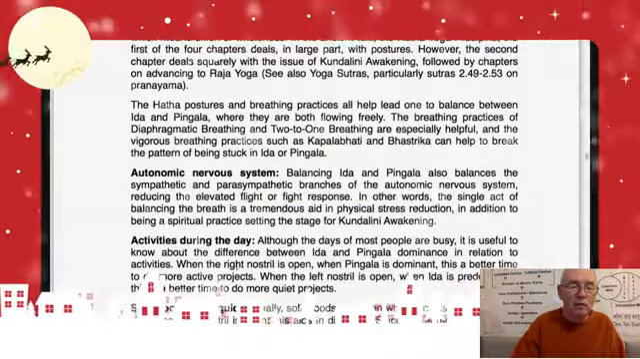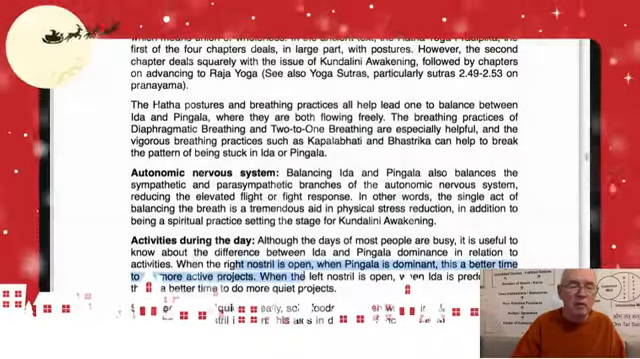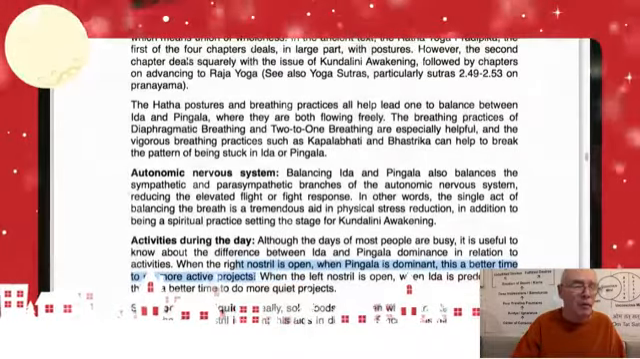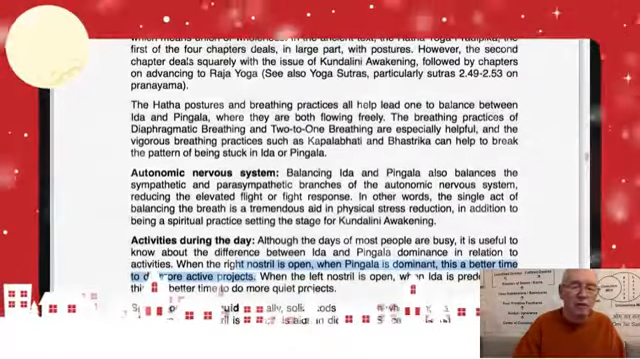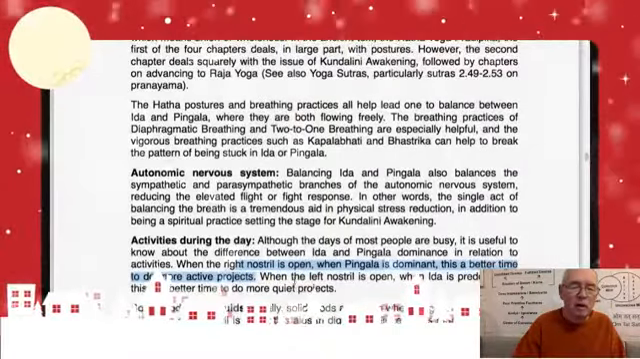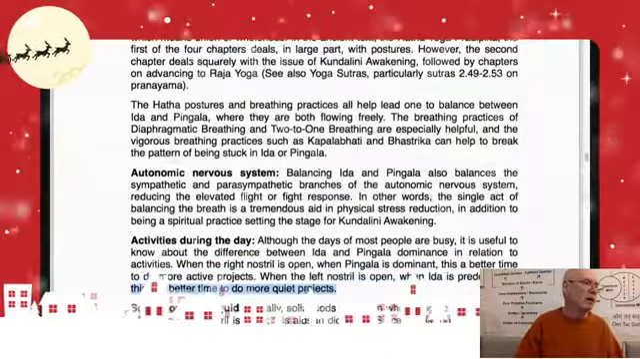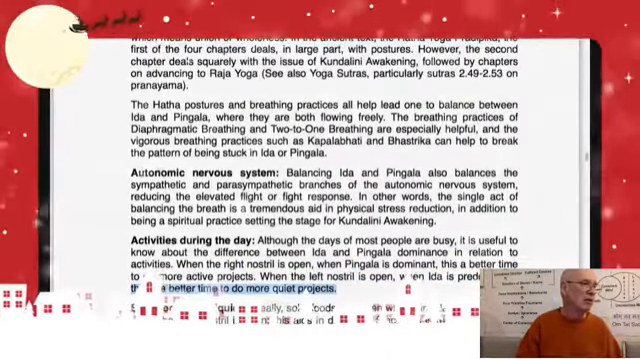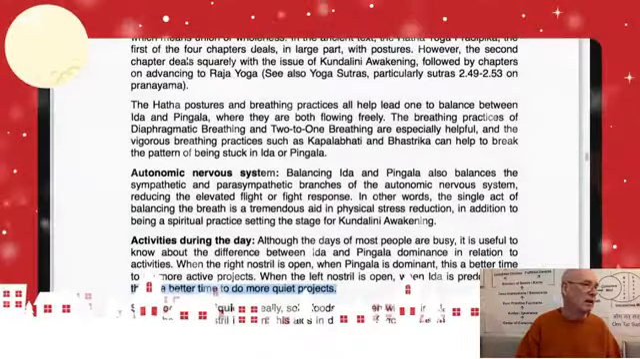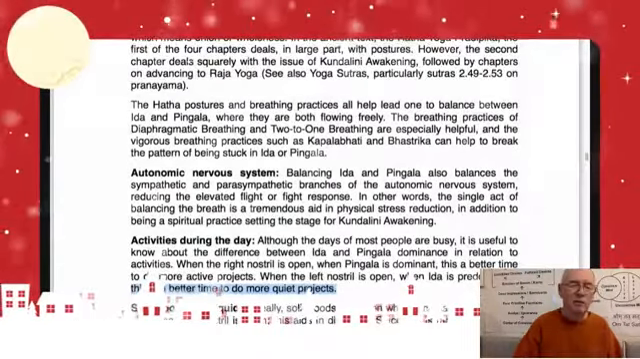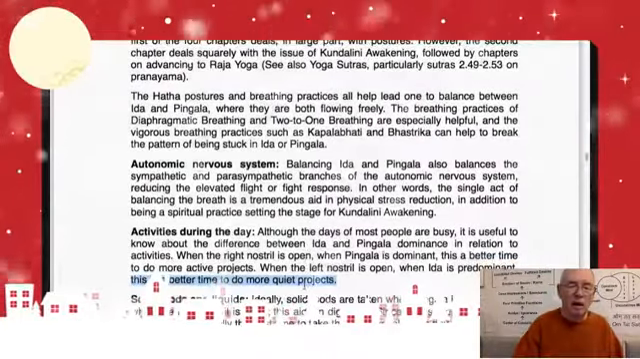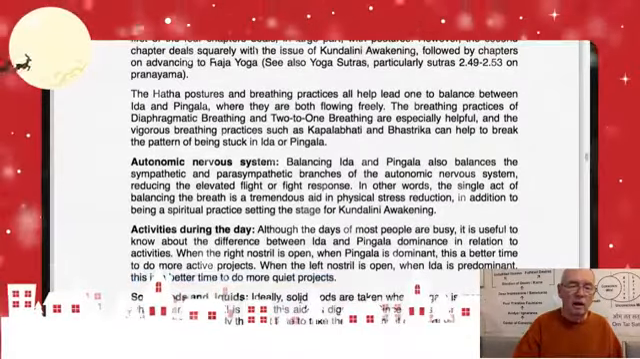When the right nostril's open and Pingala is dominant, this is a better time to do more active projects. When the left nostril's open, when Ida is predominant, this is a better time to do more quiet projects. There's something to it, right, Adi? Absolutely. There is. Just find out for yourself.